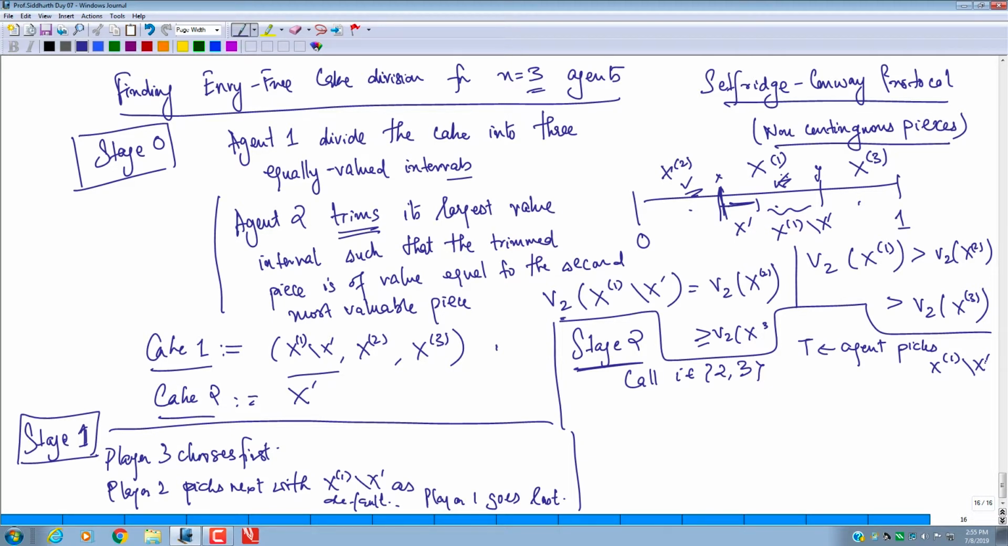Stage 1 is for cake 1. Stage 0 is where I find these two cakes, looking only at agent 1 and agent 2. I keep this trimming aside, hide it in some other room. I bring these three pieces in front of player 3, who gets to pick first. Whatever is left, the two pieces among those, agent 2 picks, and finally player 1. So x prime is post this trimming.